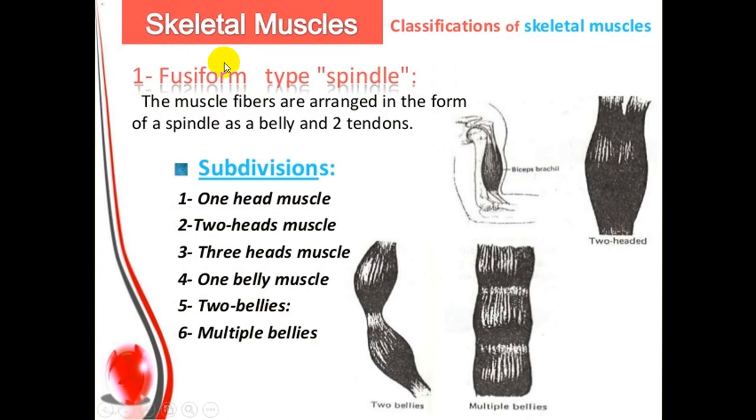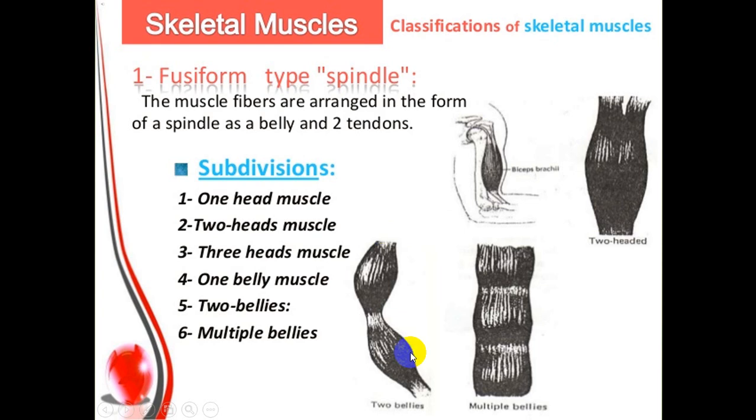The fusiform muscles are again subdivided into one-headed muscles, two-headed muscles, which are biceps, and three-headed muscles, which are triceps. Then they have one belly, and they can have two bellies or multiple bellies. The two-bellied muscle is the digastric, as we have discussed.